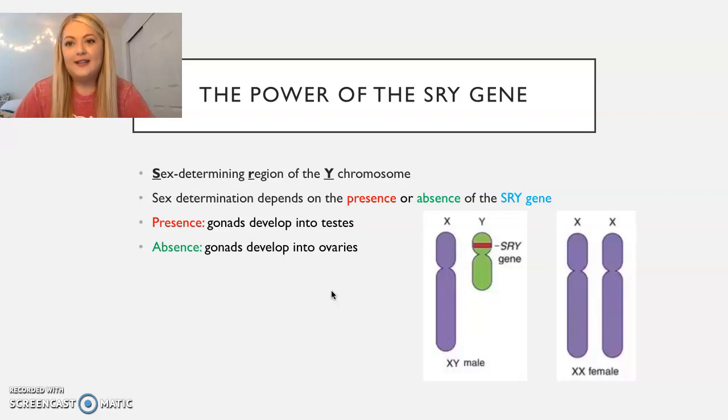SRY meaning sex determining region of the Y chromosome. And sex determination depends on the presence or the absence of the SRY gene. And if the SRY gene is present, gonads develop into testes. So if you have an SRY gene, you are going to be a male. And if you do not have the SRY gene, your body is going to develop into a female. So you will have either testes with the presence of the SRY gene, or if you do not have the SRY gene, you are going to develop ovaries. And here is what the SRY gene looks like, and obviously it is only in males, not the females.